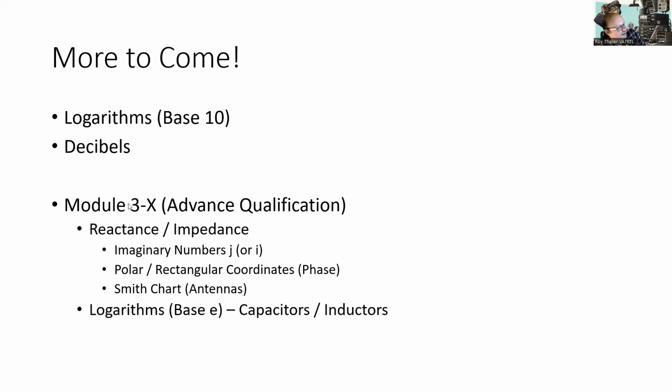And then if you continue on to the advanced qualification, which will be module 3, we'll talk about imaginary numbers, known in electronics as J, or in mathematics as I. They're the same thing, but I stands for current, so that's why in electrical engineering they've gone to J. And then we'll get into a little bit about polar and rectangular coordinates and phase, what it actually means. Then if you take that graph and put it in a circle, you get a Smith chart. We'll talk a little bit about that and how to use it.